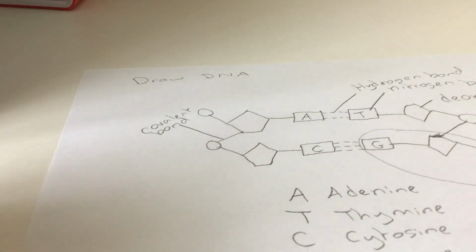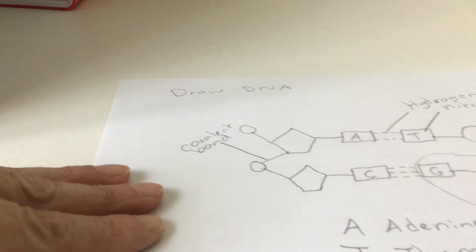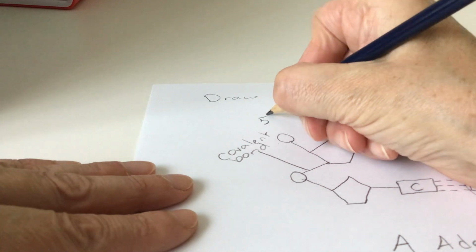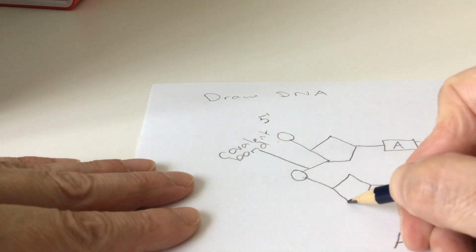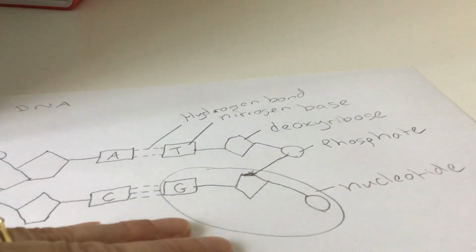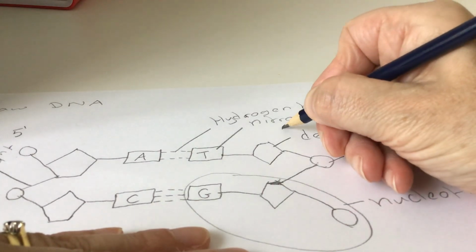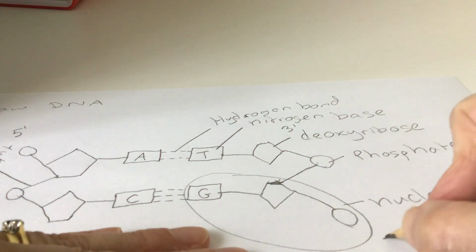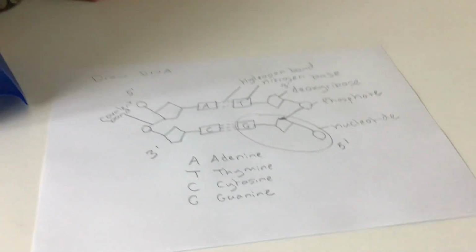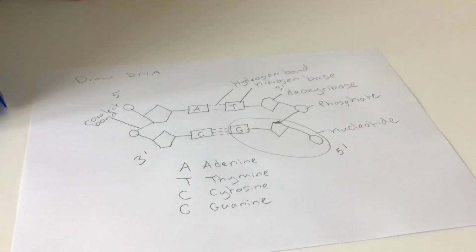One more thing that you can label, especially if you're a higher level student, is the directionality. So up here there's carbon 5, so this is what we call the 5' end. This means that here's carbon 3, that's the 3' end. And then I can do the opposite on this side, where this is now the 3' end and this is the 5' end. So overall, my 2 strands are anti-parallel. That's how to draw DNA.